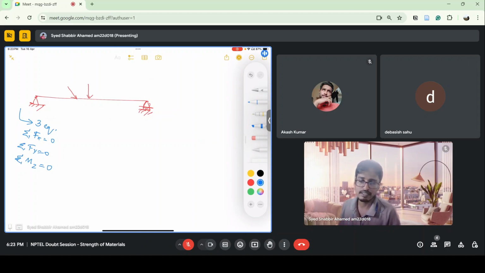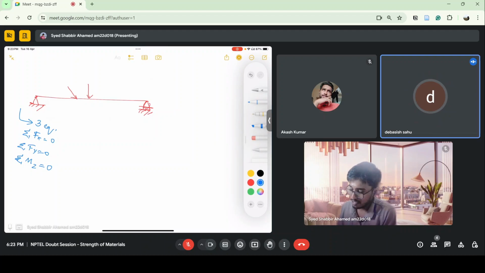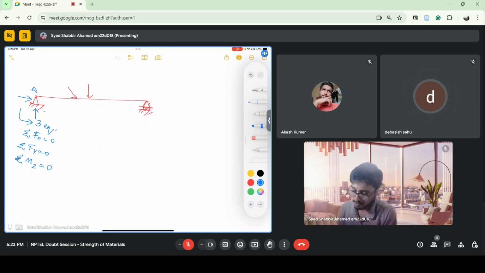If this was a 3D structure, I would have got six equations. Sigma Fz equals 0, sigma Mx equals 0, and sigma My equals 0. For this structure, I have three reactions. You can see this is a pin support. Let's say this is A and this is B. This is RA and HA, and this is RB. So I have three unknowns.